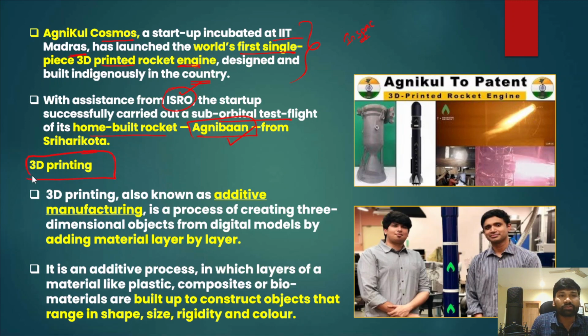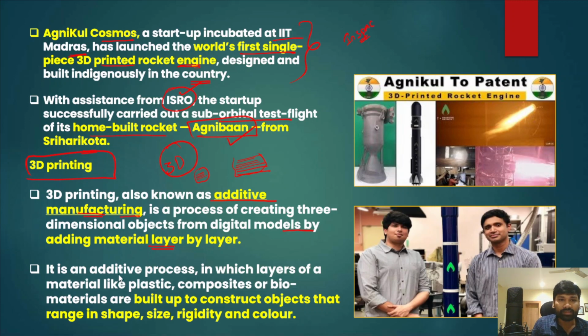So after that, we talk about the 3D printing thing. Now, when we talk about 3D printing, it is also known as additive manufacturing. Additive manufacturing in the sense that when we plan something in 3D, layer by layer, it adds and creates a complete product. That is why it is known as additive manufacturing, and it is a process of creating three-dimensional objects from digital models by adding material layer by layer. So for example, if they want to create anything, they just add layer by layer, creating a complete product, and that is 3D manufacturing.